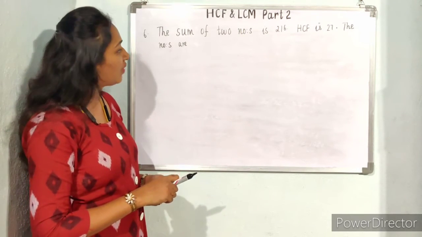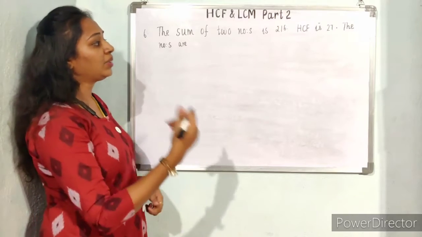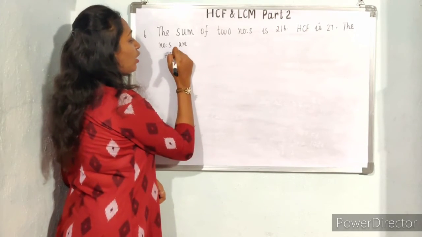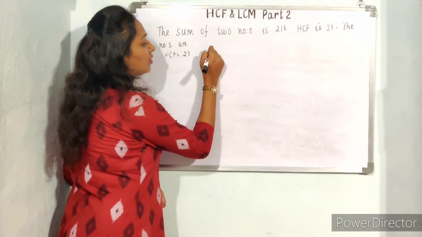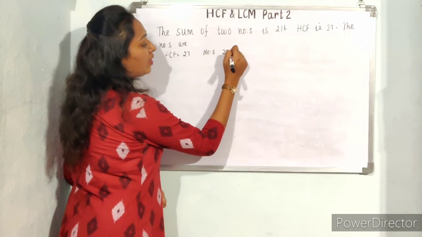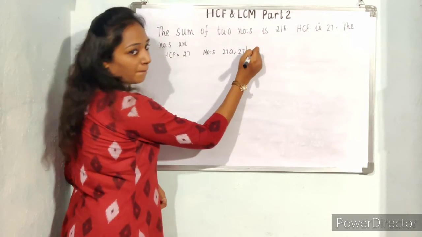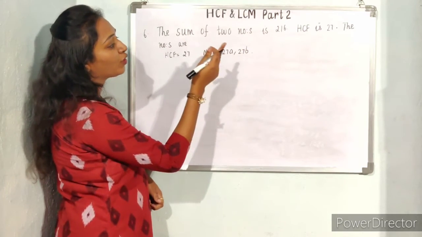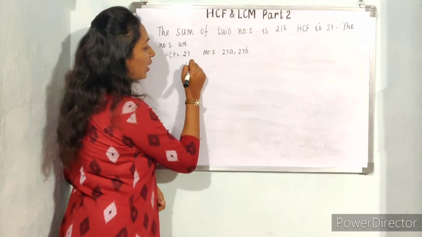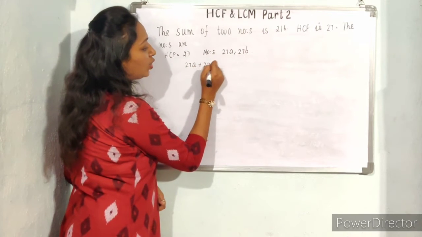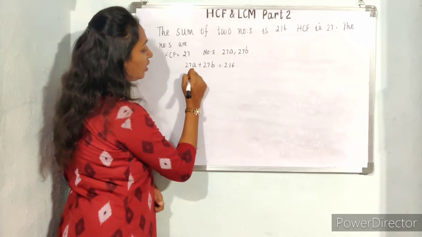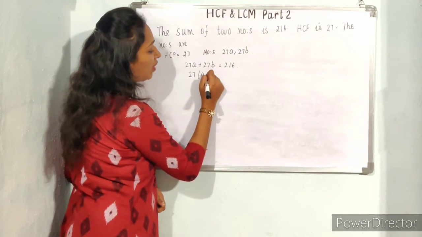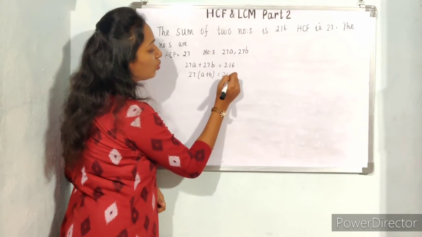The next problem is, the sum of two numbers is 216. HCF is 27. Like the previous problem, they have given the value of HCF is 27. So what are the two numbers? The numbers will be 27A and 27B. So they have given the sum of two numbers is 216. So 27A plus 27B equal to 216. So we can take 27 common outside. We have A plus B equal to 216.